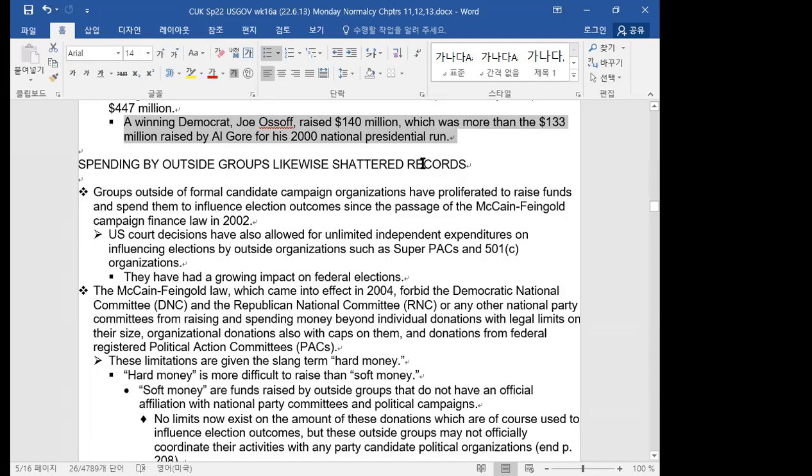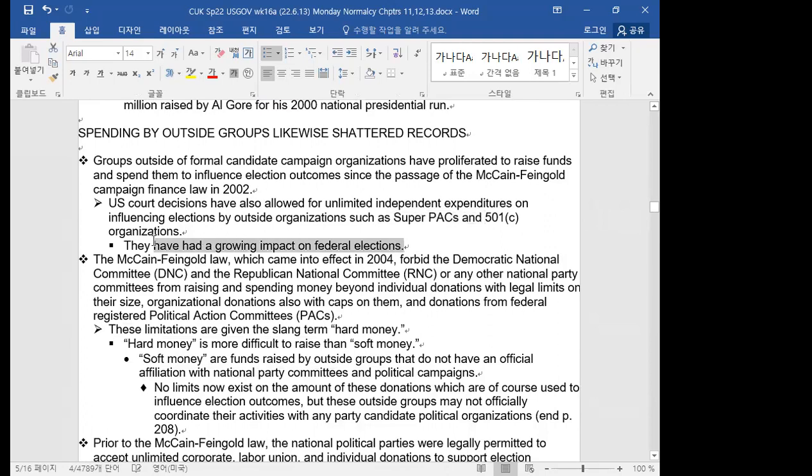So again, spending by outside groups likewise shattered records. Groups outside of formal campaign organizations have proliferated to raise funds and spend them to influence election outcomes since the passage of the McCain-Feingold campaign finance law in 2002, so 20 years ago. U.S. court decisions have allowed for unlimited independent expenditures on influencing elections by outside organizations. That means organizations outside of the official campaign organization of Trump for president or Biden for president. These are outside organizations. They're not formally part of the political campaign. But they can spend unlimited amounts of money, such as super PACs and 501c organizations, and they have a growing impact on federal elections. So what about the McCain-Feingold law?